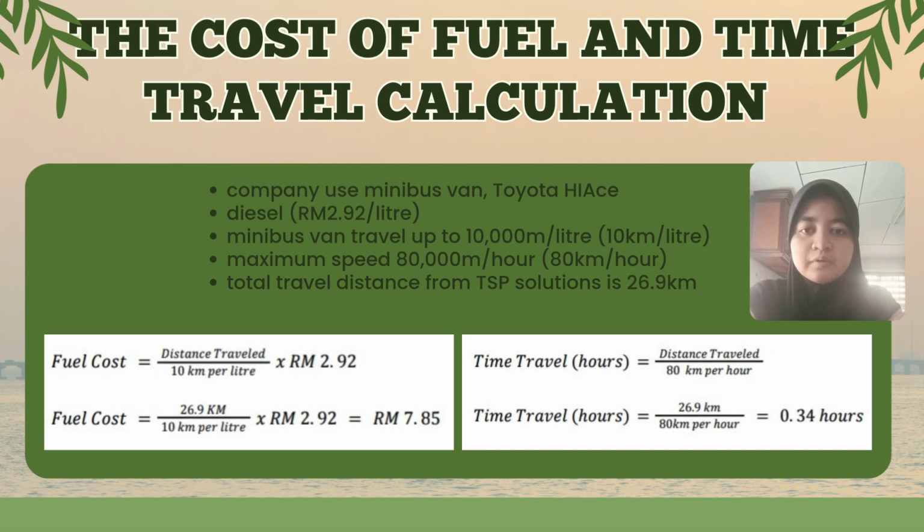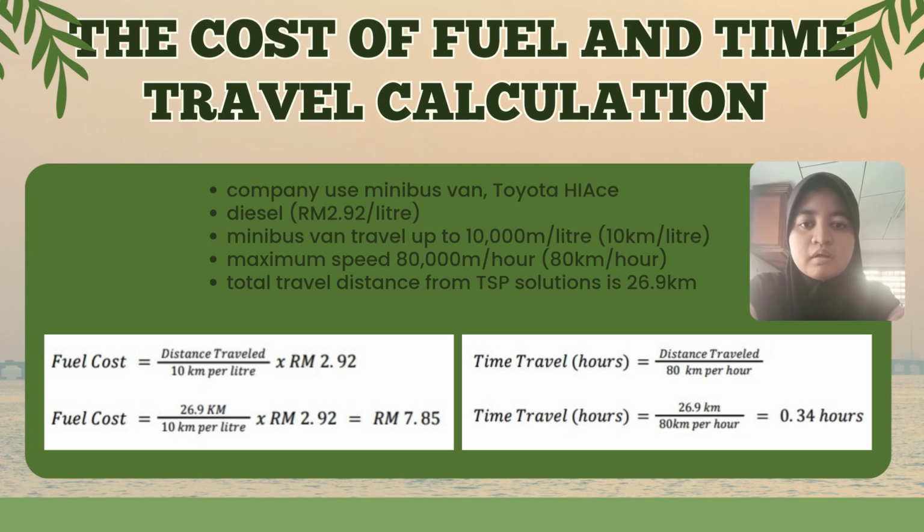Now, we want to calculate the cost of fuel and the travel time. From the information, the company is planning to use a minibus van, the Toyota Hiace, and diesel fuel is chosen as it provides better performance and fuel efficiency for long-distance travel with a higher passenger capacity. Based on the information obtained from the Ringgit Plus website, the price of diesel fuel in 2025 is RM 2.92 per litre. We can assume that the minibus can travel up to 10,000 meters per litre, which is equal to 10 kilometers per litre, and the maximum speed of the vehicle is assumed to be 80,000 meters per hour, equivalent to 80 kilometers per hour under normal driving conditions.